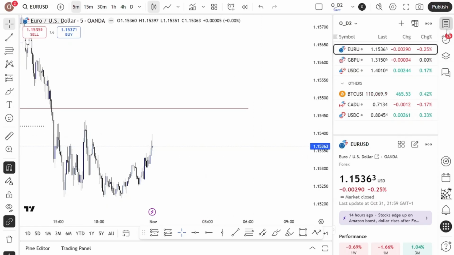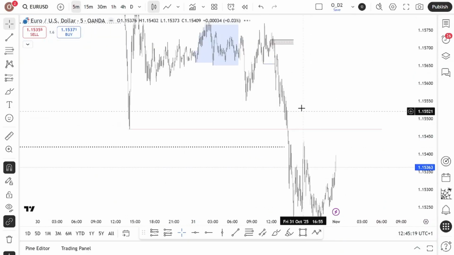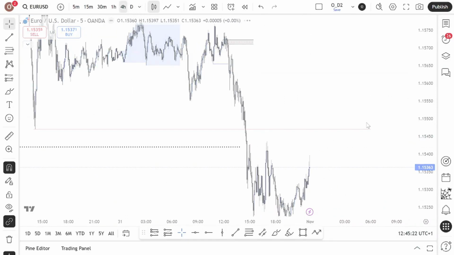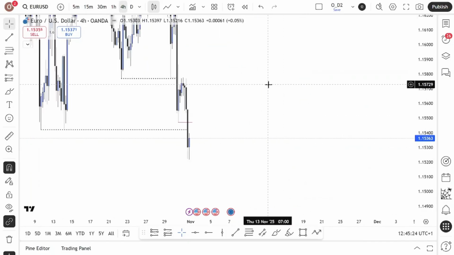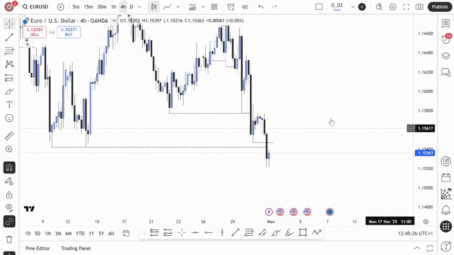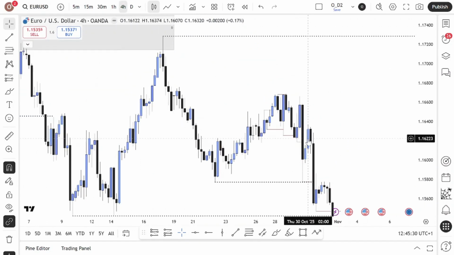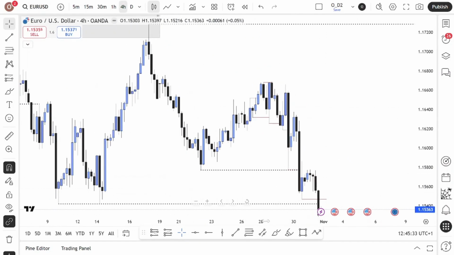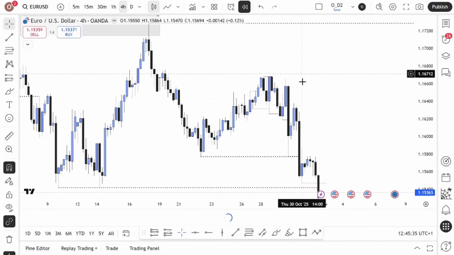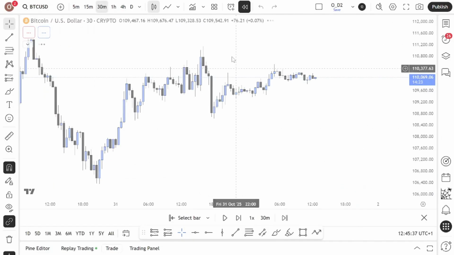So from the 30th, we looked at a couple of pairs. We looked at Euro USD, for example, and at the time, what I had in mind. So from the 30th, I think it was somewhere around here. Yes, precisely. So price was very much.